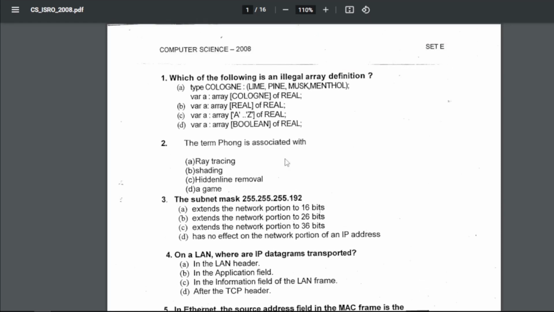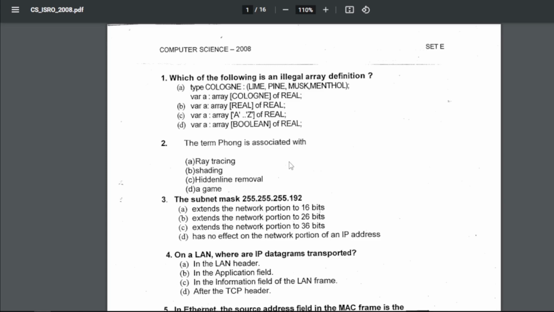So the very first question is, which of the following is an illegal array definition? For this, our answer will be B, that is variable A, array real of real. Because guys, hope you remember that real type is not there with the array, right? At the time of declaration.